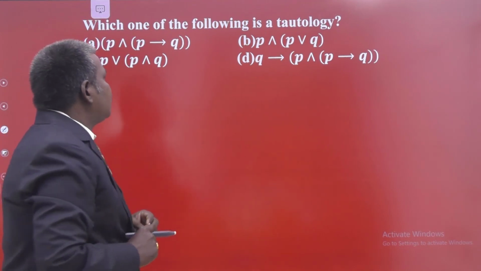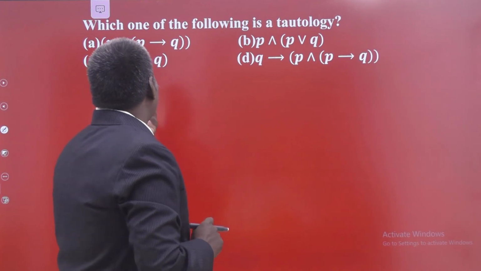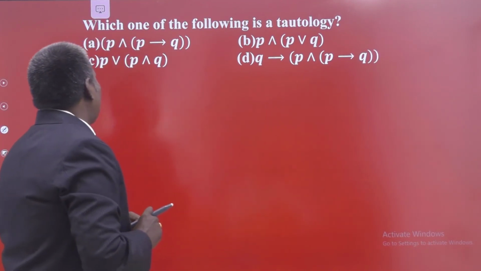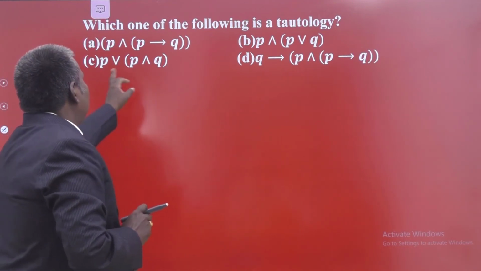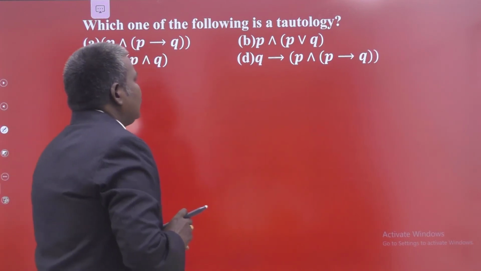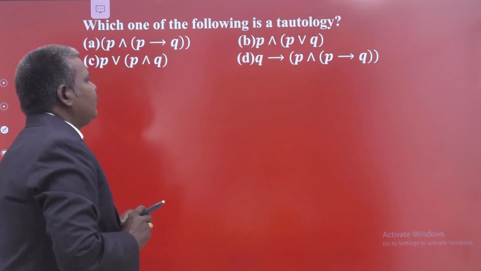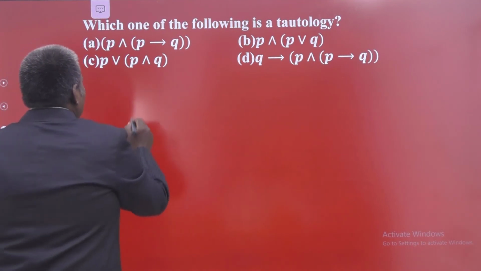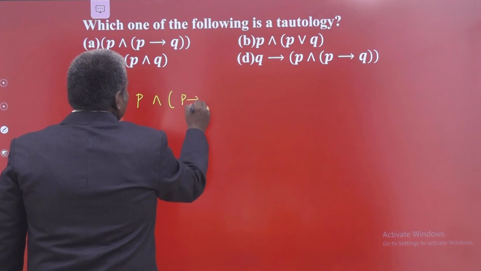See here, which of the following is a tautology? Tautology will mean the output must and should be true always. P and (P implies Q). P or (P and Q). P and (P or Q). (Q implies P) and (P implies Q). Which of the following is a tautology? This is my question.